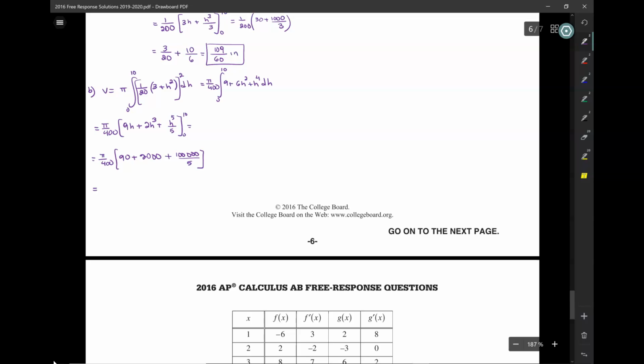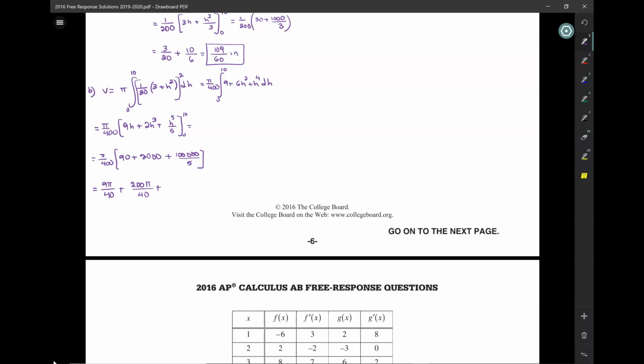When I distribute the pi over 400 to the first one, cancel out a 10, and what do you get? 9 pi over 40. Because there were way too many zeros, since I got 40 for the first denominator, I'm going to get 40 for the other denominators as well. So now if I distribute to the other one and get rid of a 10, I get 200 pi over 40. You see what I'm doing? Just make the denominators 40.